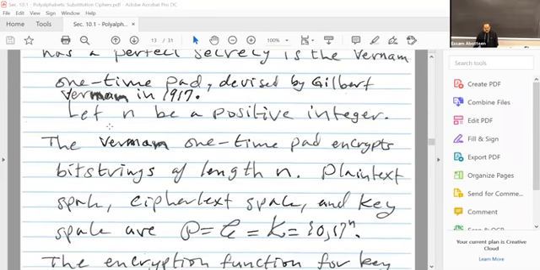And to describe this, we're going to take n to be a positive integer. And the Vernam one-time pad encrypts bit strings, which of course translate from letters to zeros and ones, of length n. The plain text space and the cipher text space and the key space are all bit strings, or we sometimes call them binary strings. So the set {0,1}^n means the product of {0,1} by itself n times. It's the Cartesian product.